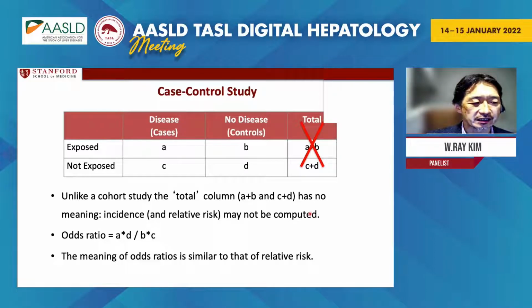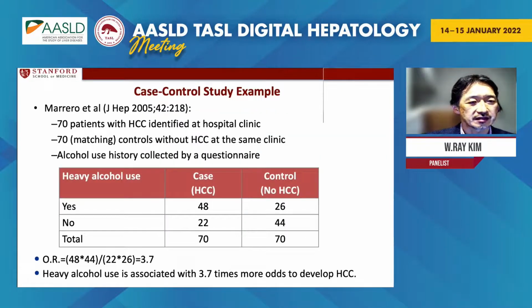We cannot calculate the absolute incidence in a case control study. Instead of the relative risk that we were able to calculate in the cohort study, in a case control study, we can calculate the odds ratio. The odds ratio is simply A times D divided by B times C, AD over BC. The meaning of this ratio is similar to that of the relative risk, which is the strength of the case control study design. So let's look at an example.